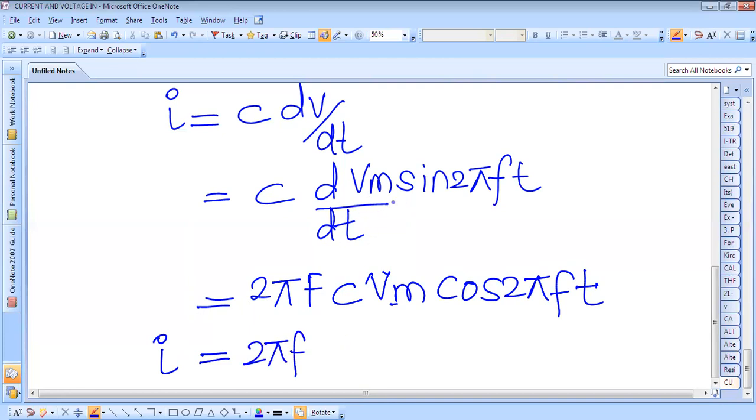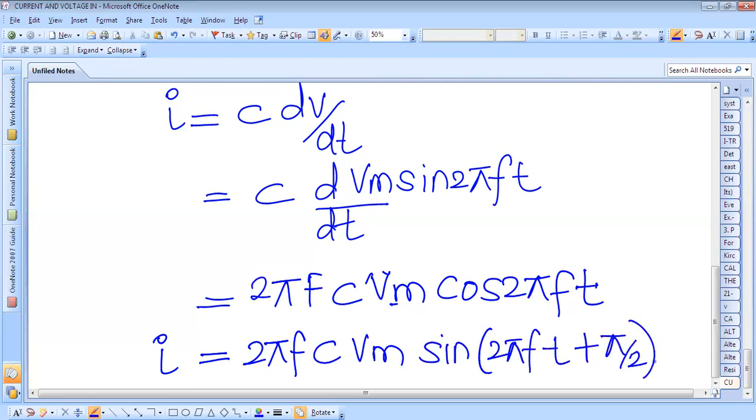So here we are differentiating this quantity Vm sine 2 pi f t. Here 2 pi f and C are outside, and therefore this is a constant, and the differentiation of sine 2 pi f t is cos 2 pi f t. Therefore we can write here i is equal to 2 pi f C Vm, and this we can also write as sine of 2 pi f t plus pi by 2.